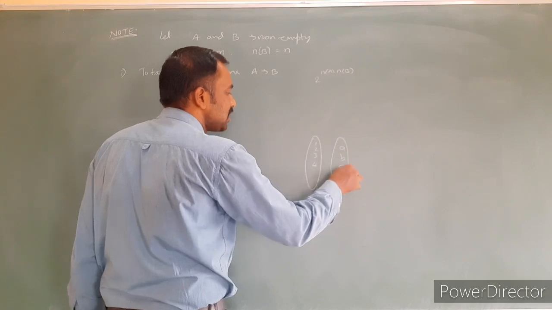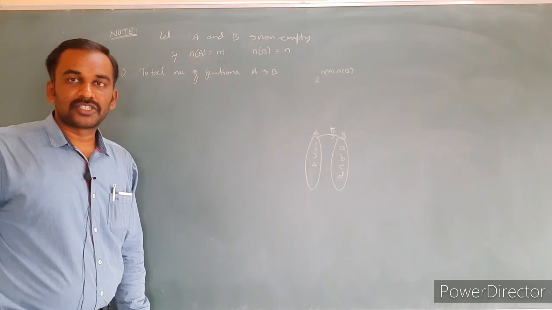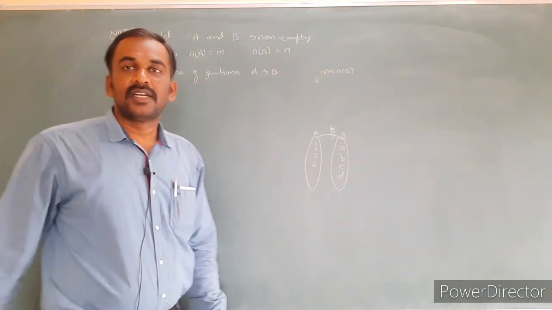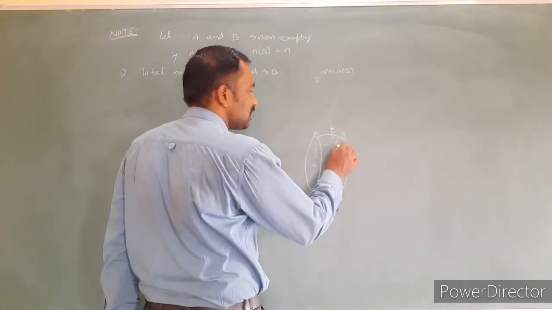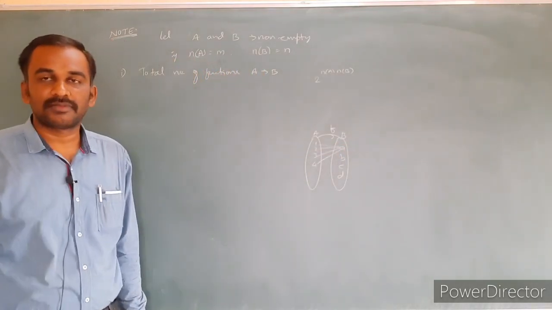Set B contains A, B, C, D. A and B are two different sets. Is it a function? Function means every element has one image. Elements 1, 2, 3 and 4. Is it a function or not a function?